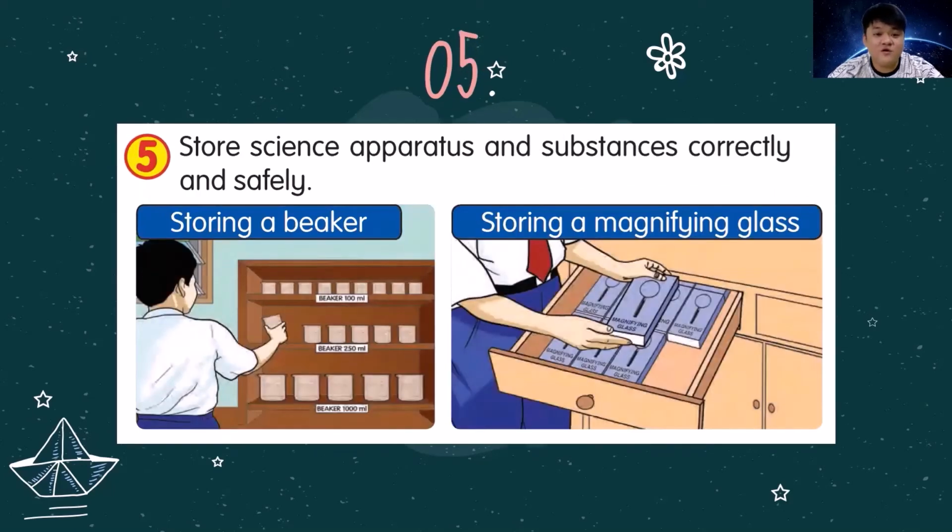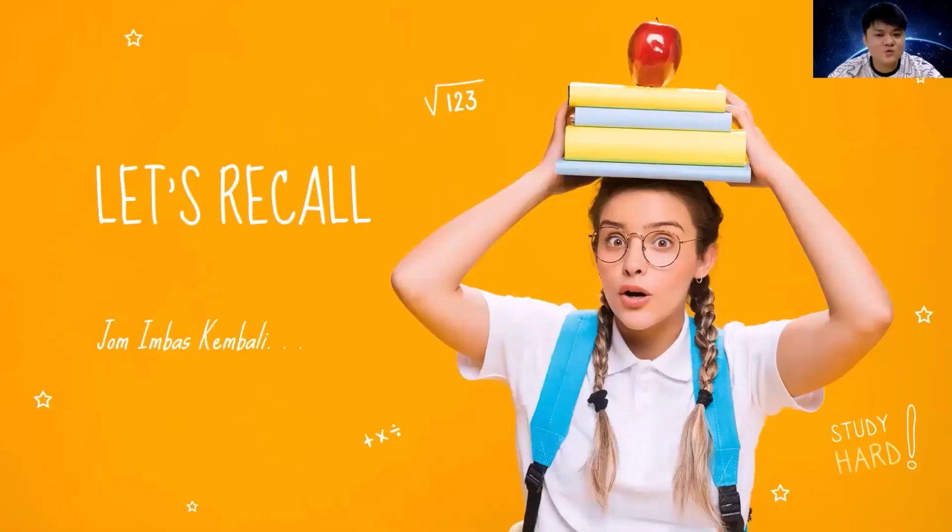And number 5, we must store science apparatus and substances correctly and safely. Kita mesti simpan semua peralatan sains dan juga bahan-bahan dengan betul dan selamat di tempat yang telah disediakan. You must remember these 5 steps. Understand?